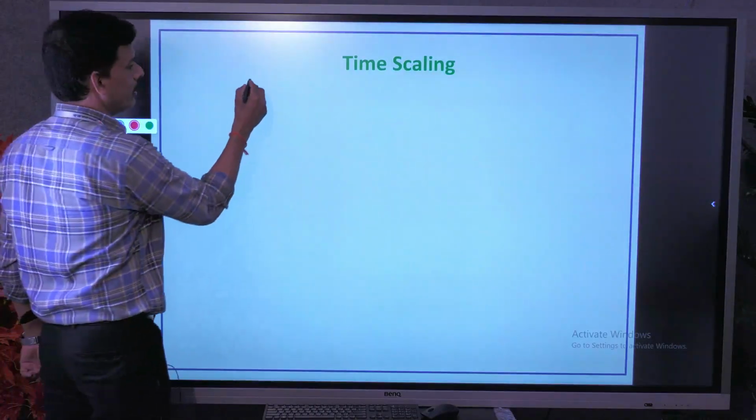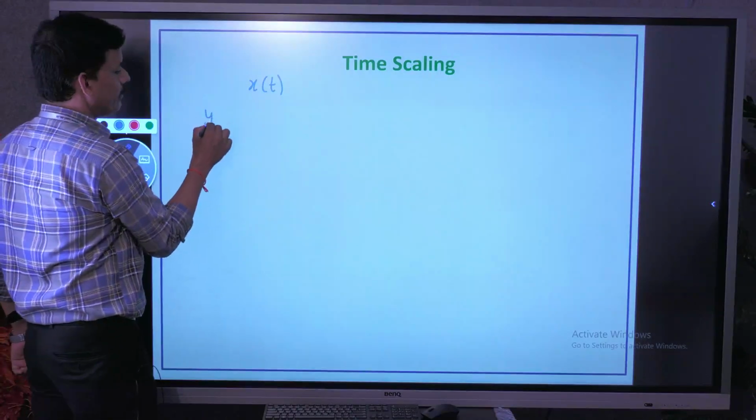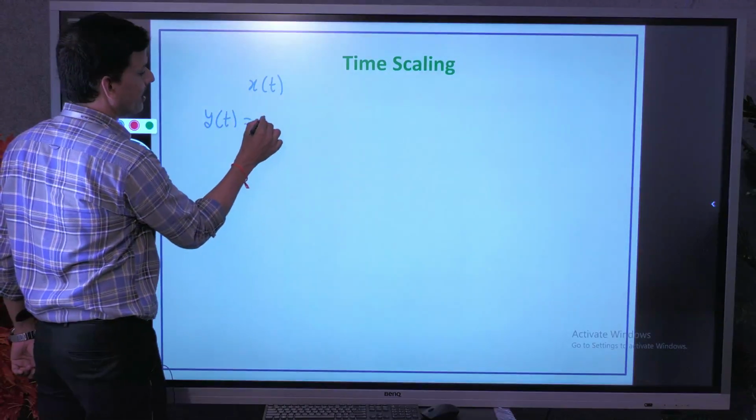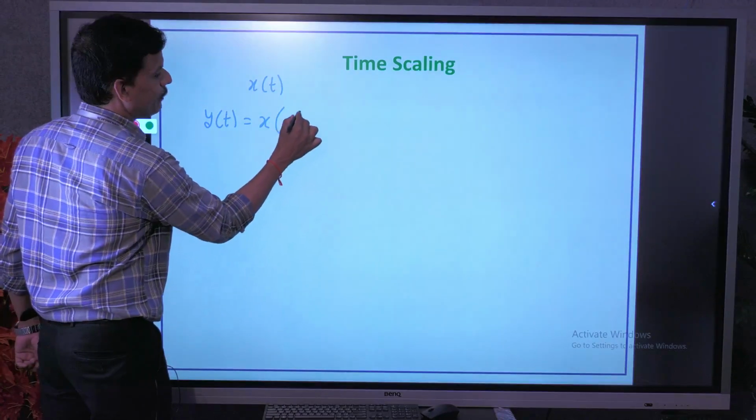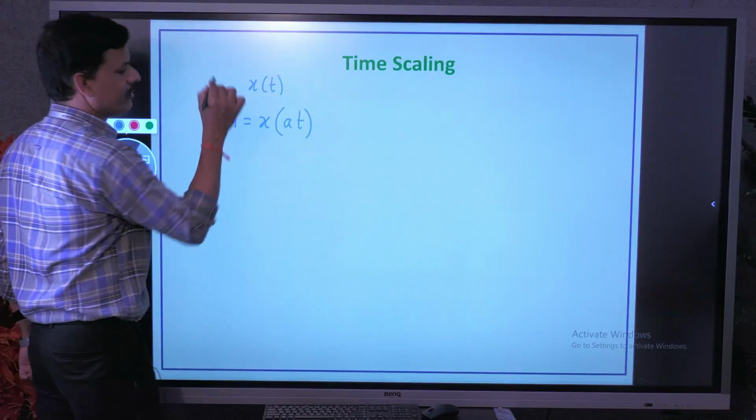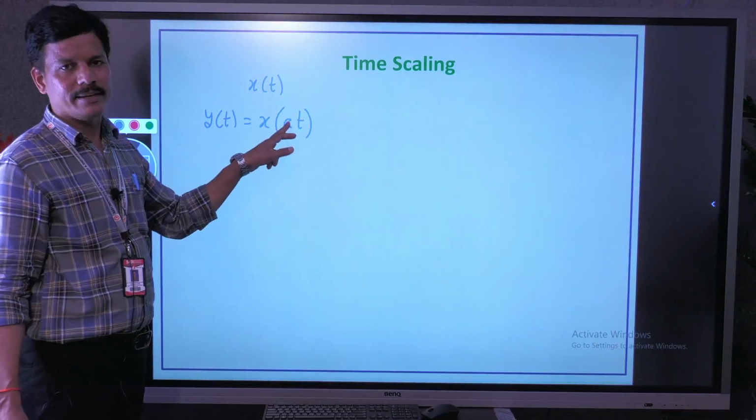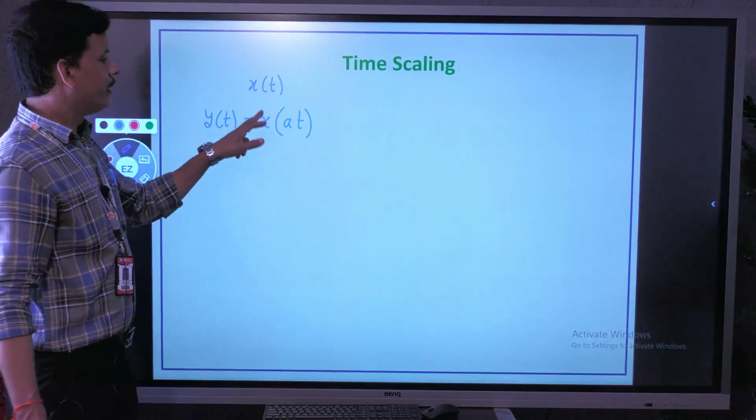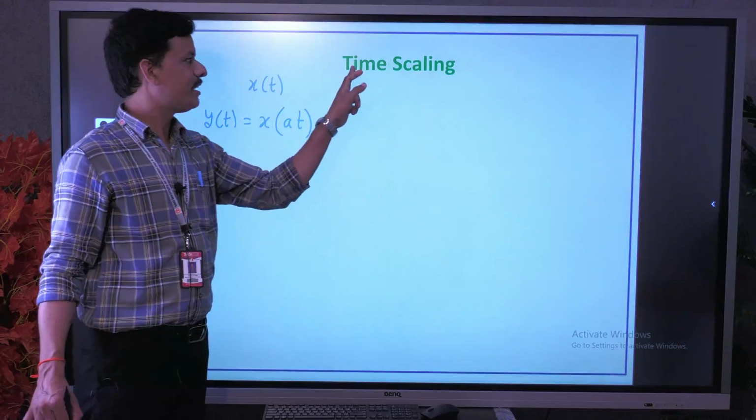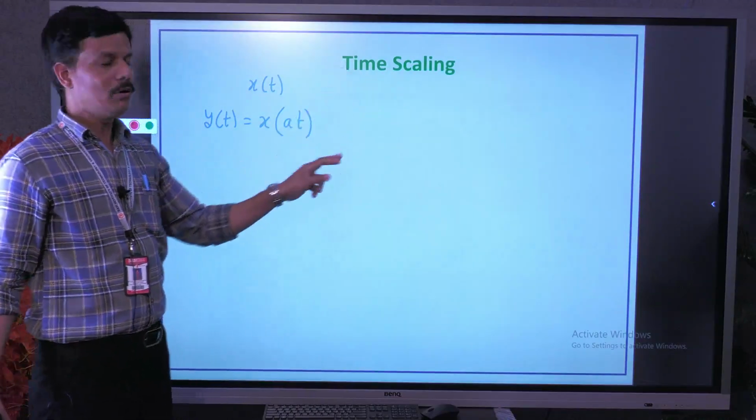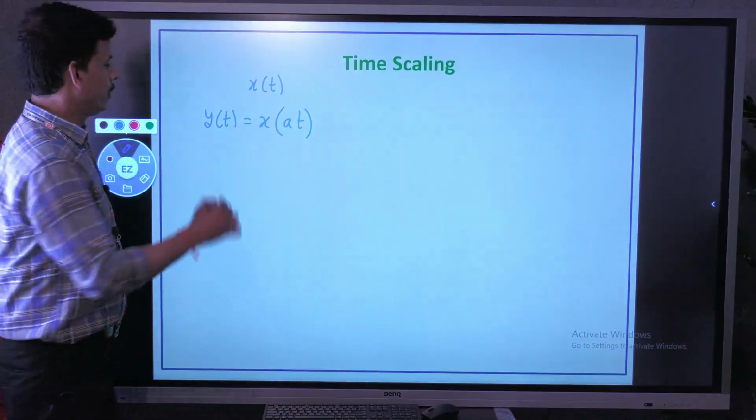So here also, in continuous time, let us take a signal x of t, then the scaled signal y of t is x of At. As it is time scaling, the signal is scaled with respect to time, so the time variable is multiplied with a constant. Here A is the scaling factor.